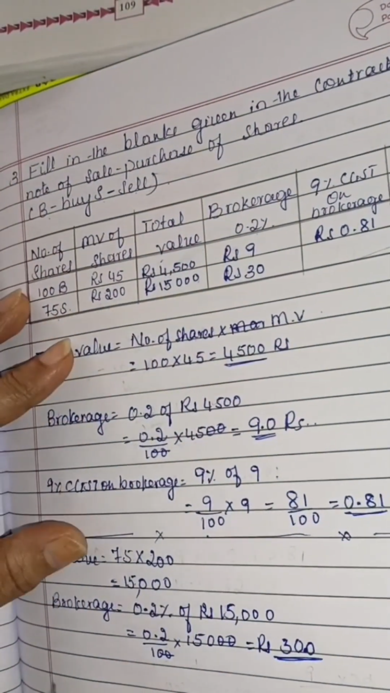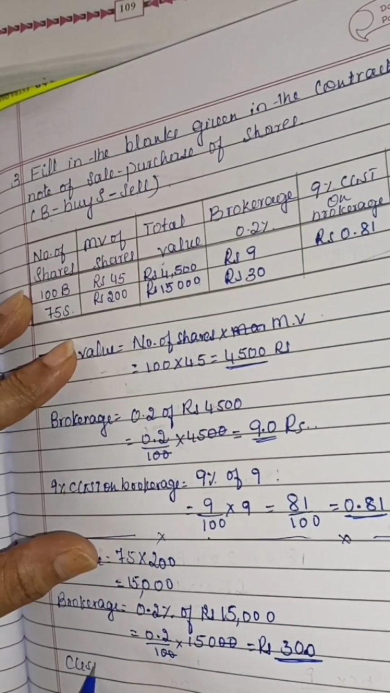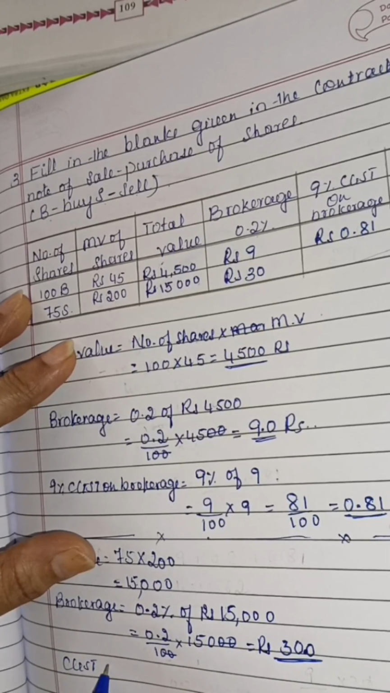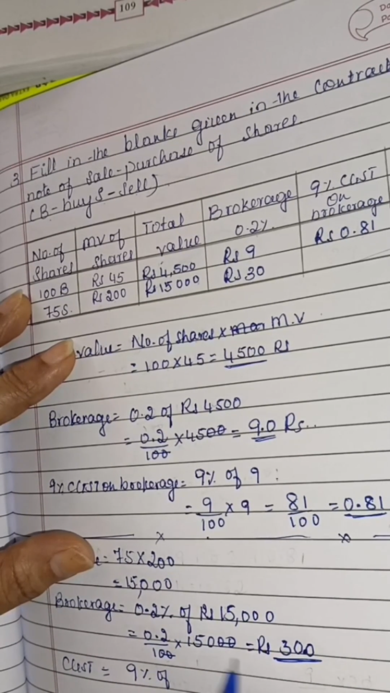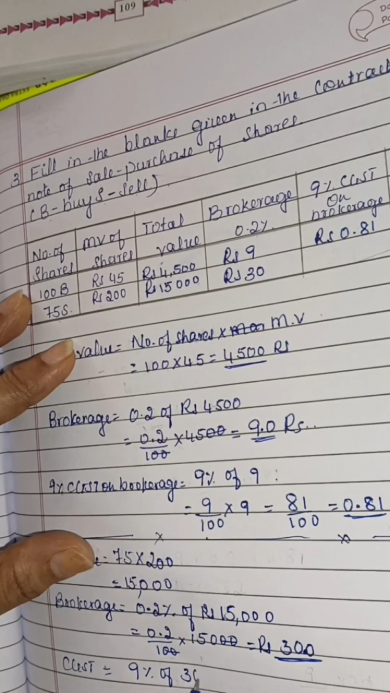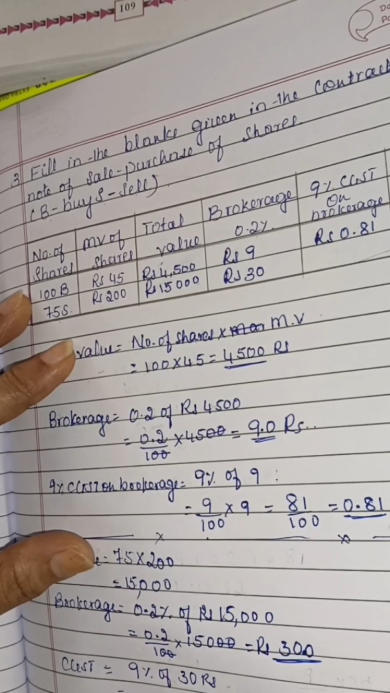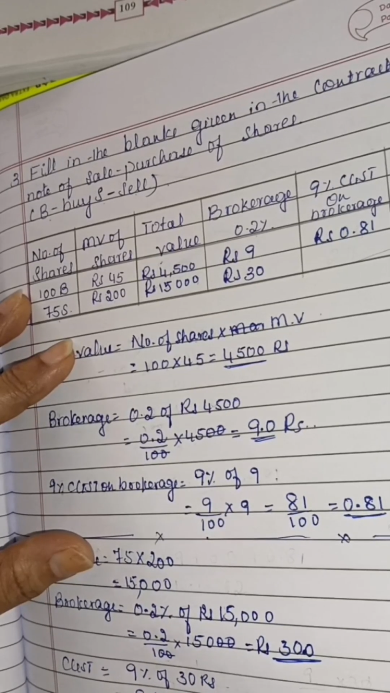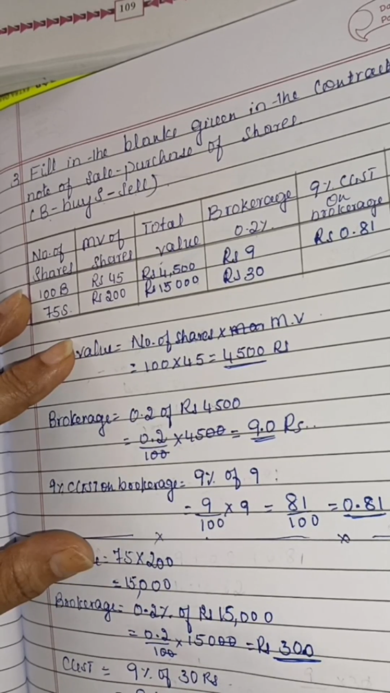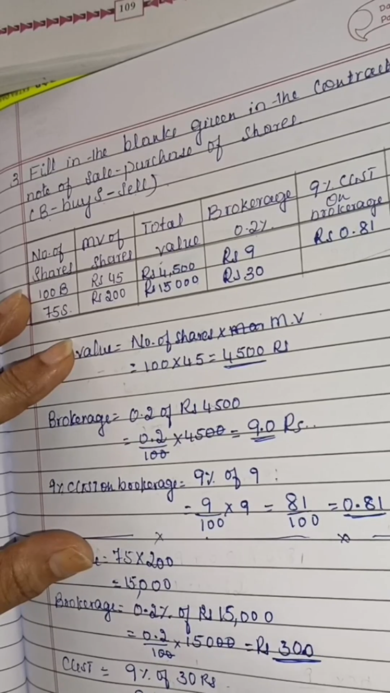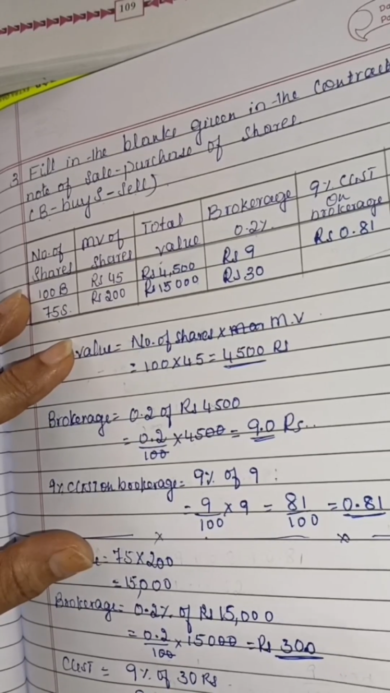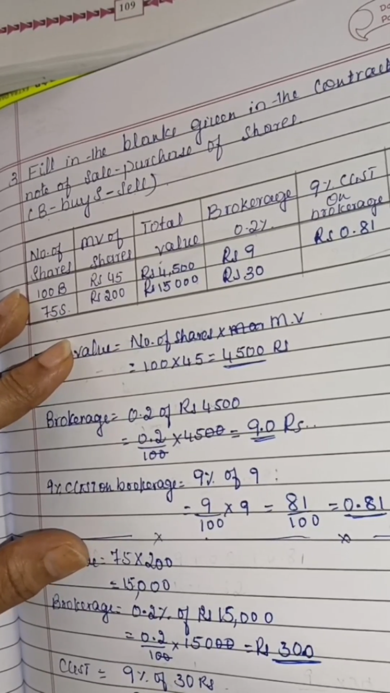Now CGST. CGST is 9% of rupees 30. That is 9% out of 100, for 30 we have to find out. So 27 by 10, that is 2.7 rupees.